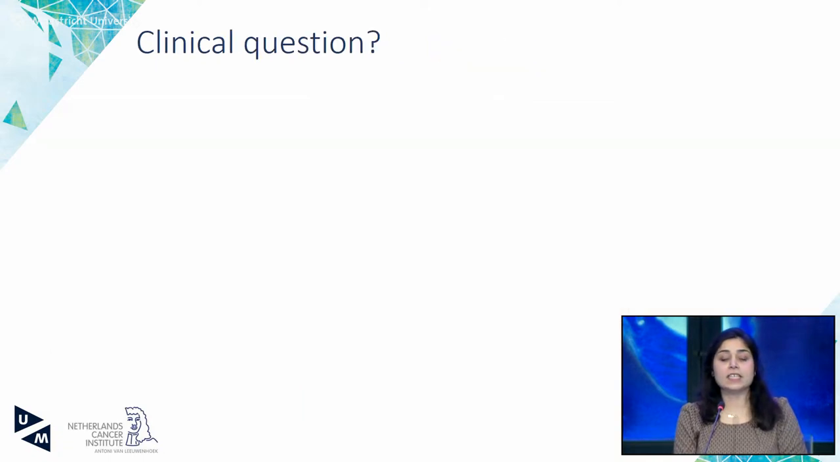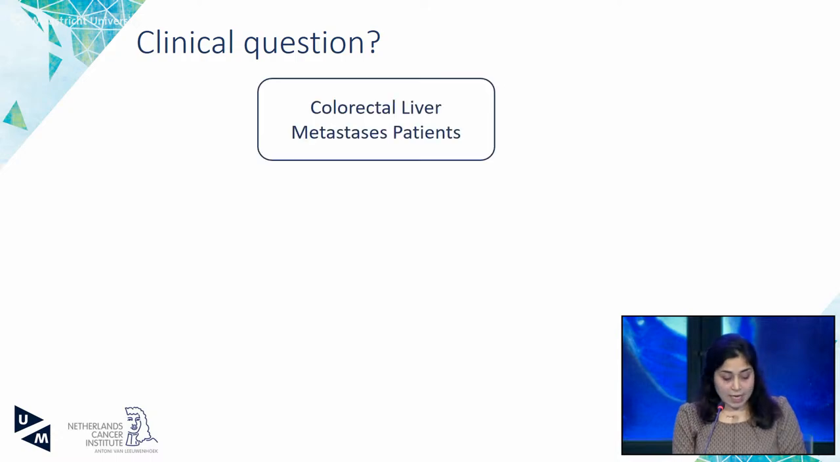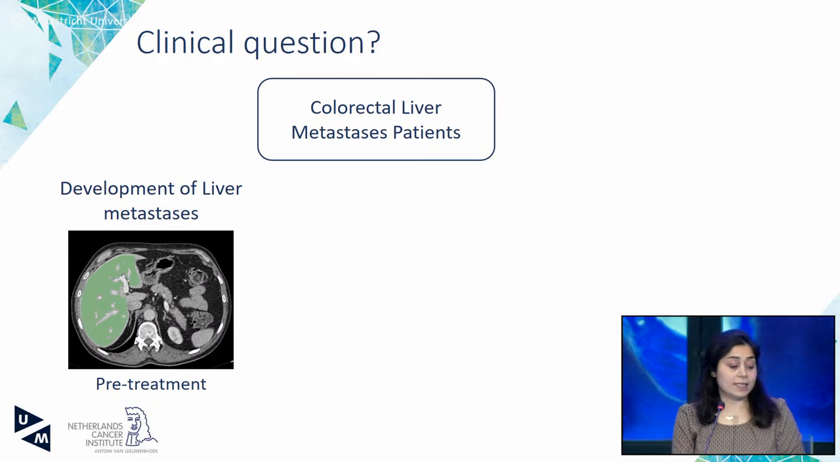So we have this information hidden in the images. What can we do with it? Our thesis is divided into two clinical questions based on colorectal liver metastasis. The assumption in the first clinical question is that the new liver metastases develop from small cancer cells in the liver that, at that time, were not visible on the radiological images.